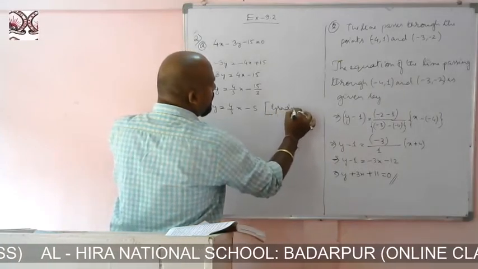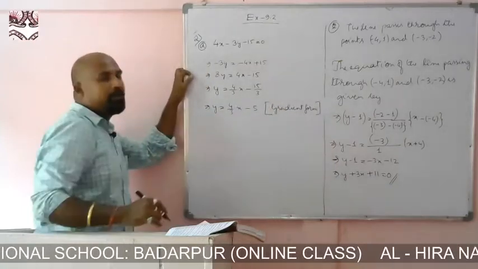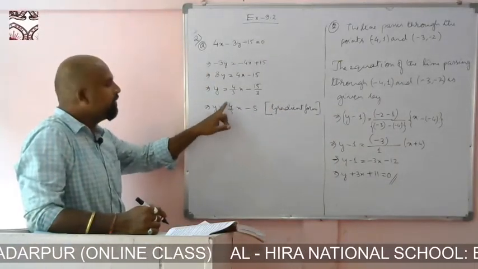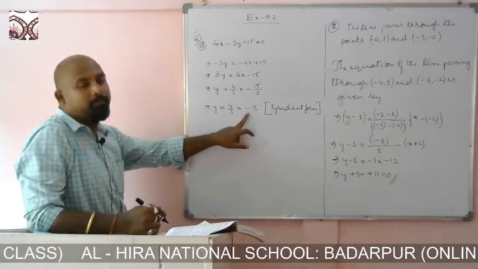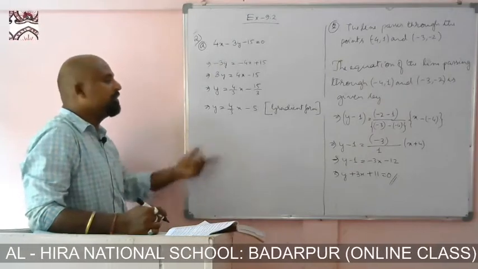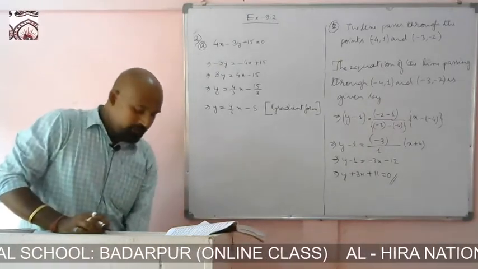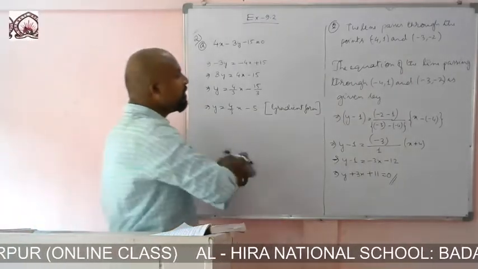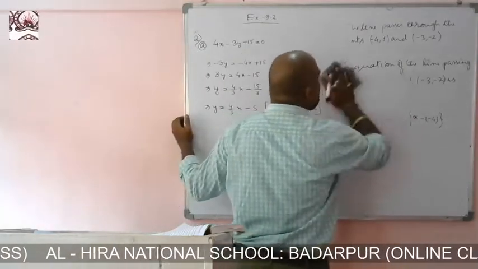Which form is this? Gradient form. The gradient form is given by y equals mx plus c. Here the value of m is 4 by 3 and the value of c is minus 5. This is written in gradient form. Now what you have to do is convert it into intercept form.